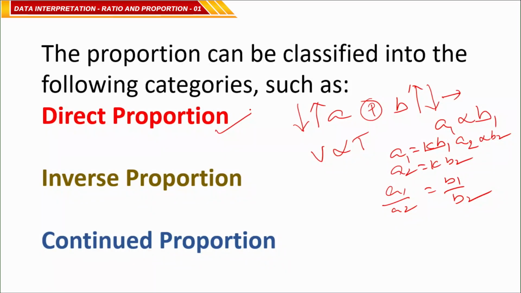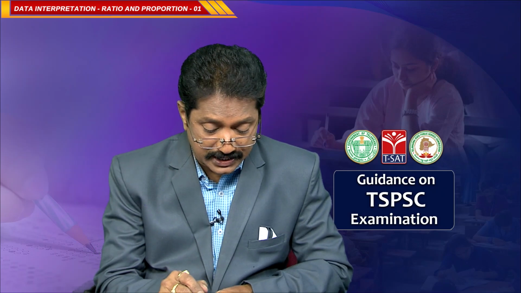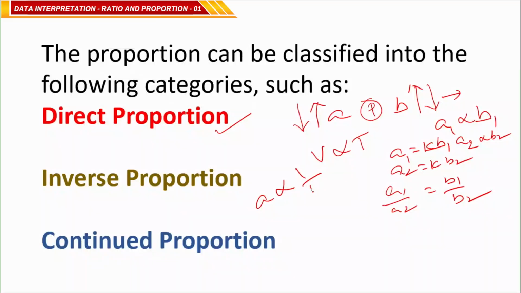Now coming to the inverse proportion. When you come to the inverse proportion, if one quantity increases, the other quantity decreases, then it is called inverse proportion. Or one quantity decreases, the other quantity increases. So simply you can say A is proportional to 1 by B.